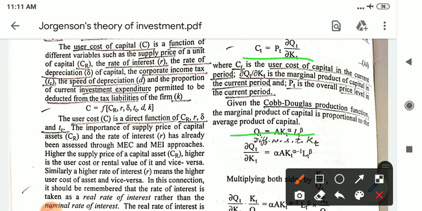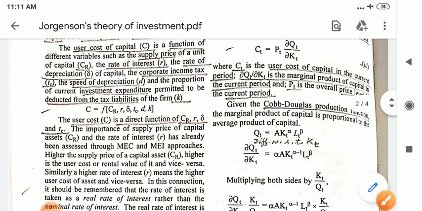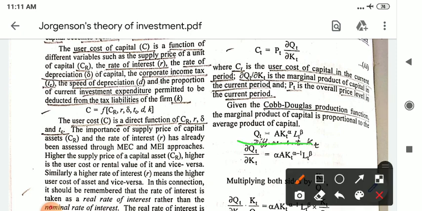Q_t = A K_t raised to power alpha into L_t raised to power beta. Now we are differentiating with respect to K_t. When we differentiate, we get ∂Q_t/∂K_t, which is equal to alpha into A into K_t raised to power alpha minus 1 into L_t raised to power beta.